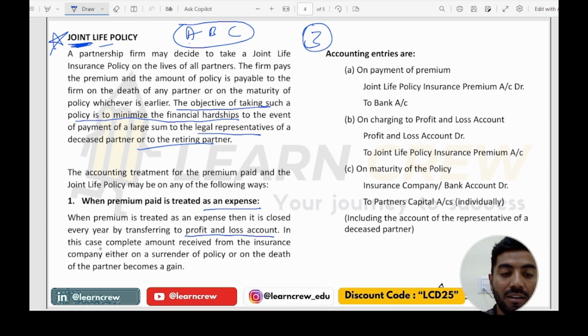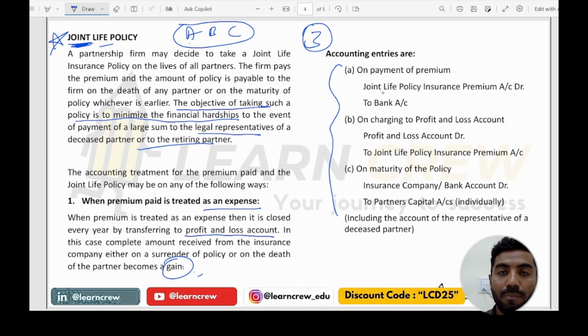In this case, the complete amount received from the insurance company, either on the surrender of the policy or on the death of the partner, becomes a gain. The whole amount becomes a gain, and should be shared between the partners. So here the accounting entries are there. We'll just look into it.